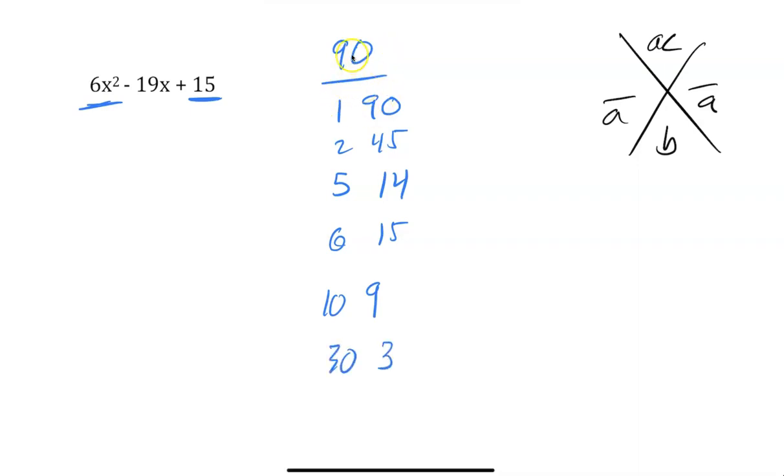Now, one thing to keep in mind here, this is a positive 90. So remember, anytime it's positive, it's going to be the same sign. So it's either going to be plus and plus or minus and minus. Either way, it's the same sign. How do you know what sign it is? You look at the middle term. The middle term here is negative, so these should all be negative.